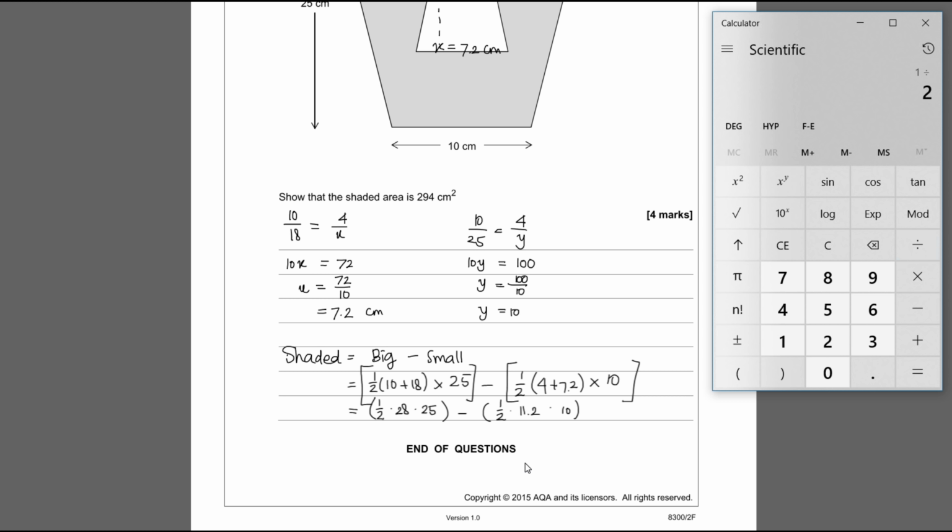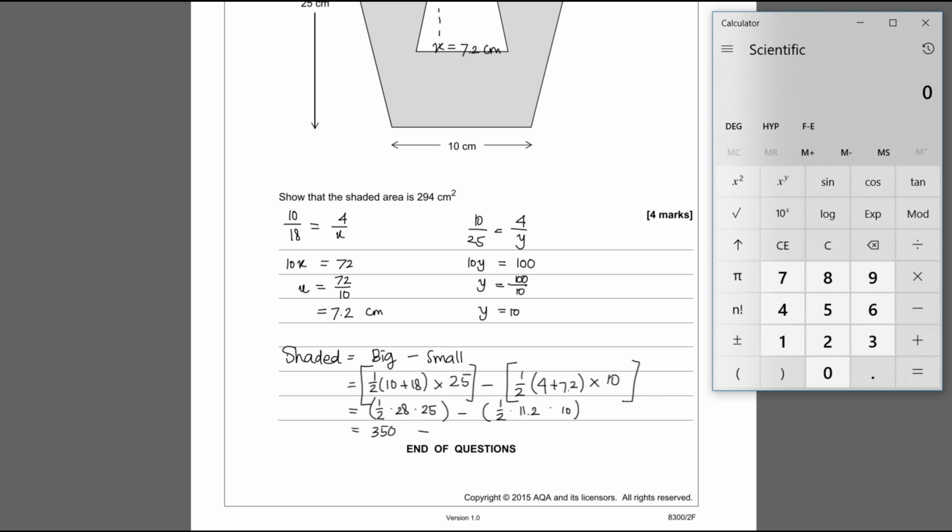Half of it is 11.2 times 10. Let's use our calculator. So 1/2 times 28 times 25. It is 350. And then take away the one in the bracket. 1/2 times 11.2 times 10. It is 56. So that will be 350 minus 56. It is 294. That's the answer. So we have confirmed that the shaded area is 294 centimeters squared.